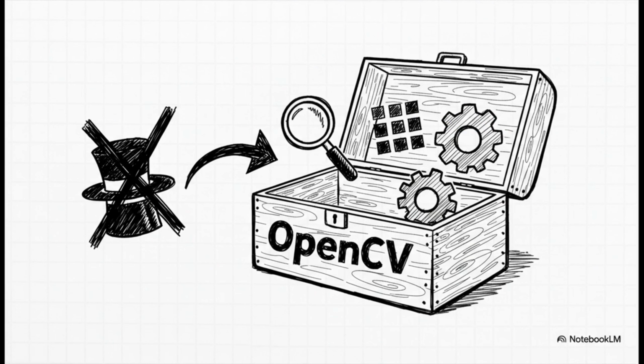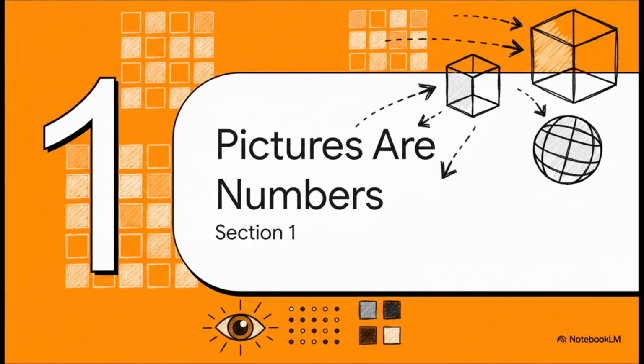And the answer to all of these little mysteries is a piece of software called OpenCV. It stands for Open Source Computer Vision. And really, it's the fundamental toolkit that gives developers and companies the power to teach machines how to see. Okay, so how does a computer actually see? Well, to get this, you have to completely forget what you think an image is.